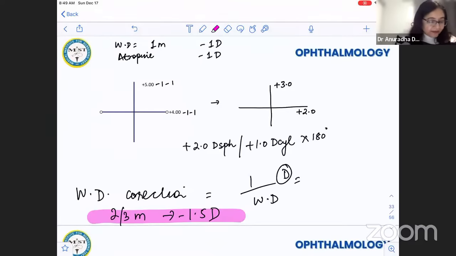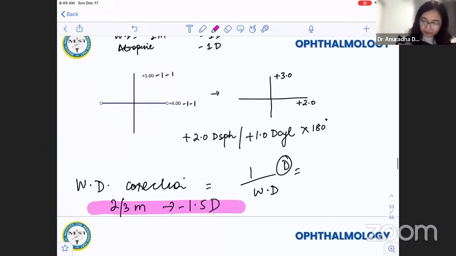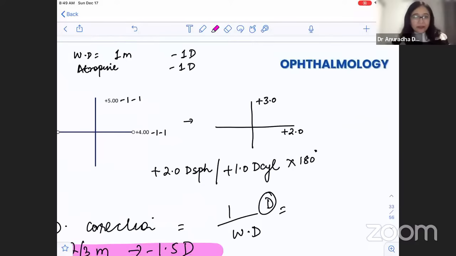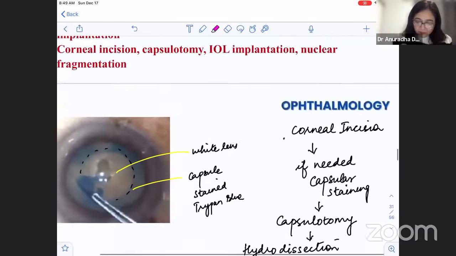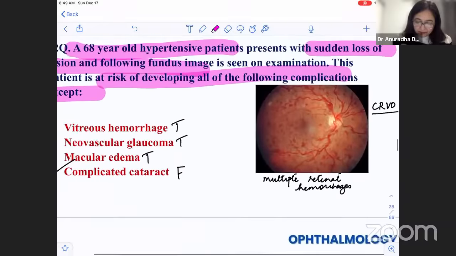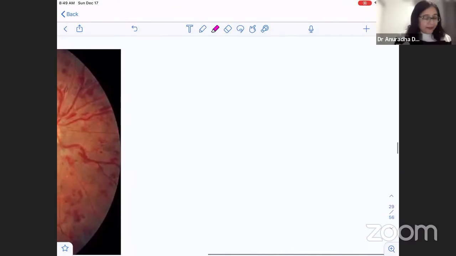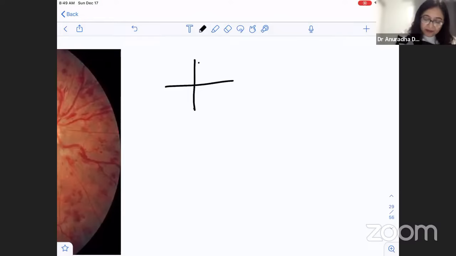First see what the working distance is. What will happen in myopia, beta? In myopia it will be similar. In myopia the minus will get added. Right? So just to explain to you, if I have a space here. Okay. Just to explain a myopic retinoscopy finding.